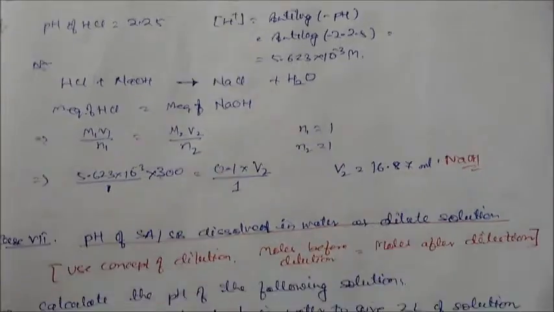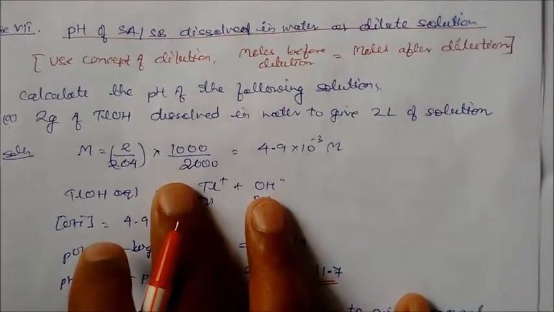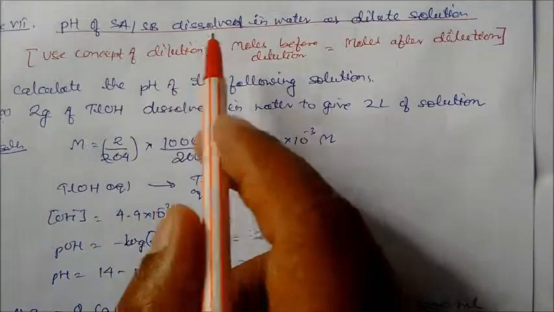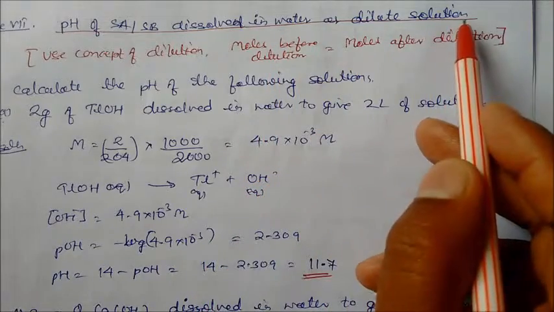Now we'll see the next case, case number 7. That is the pH of a strong acid or strong base dissolved in water, or in dilute solution.